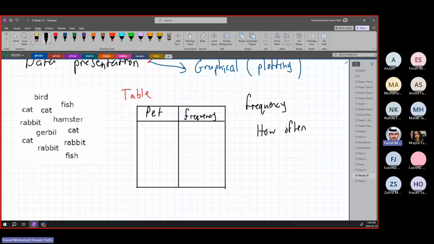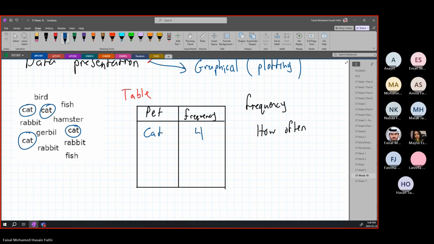Frequency means how often. This is what frequency means. In other words, let's look at this sample as an example. So let's look at cats first. That is our first animal or pet. So we have here cat. This is 1. This is 2. This is 3. This is 4. We have 4 cats, 4 people that chose cat, I should say, as their favorite pet or animal, and so on and so forth. So this is what frequency means.